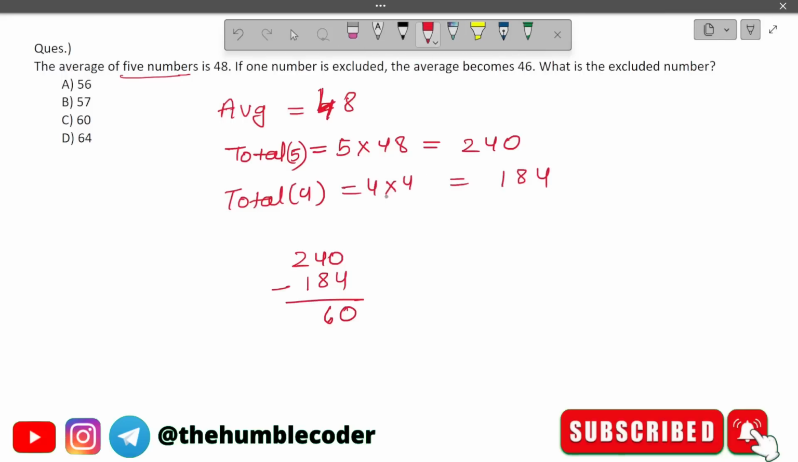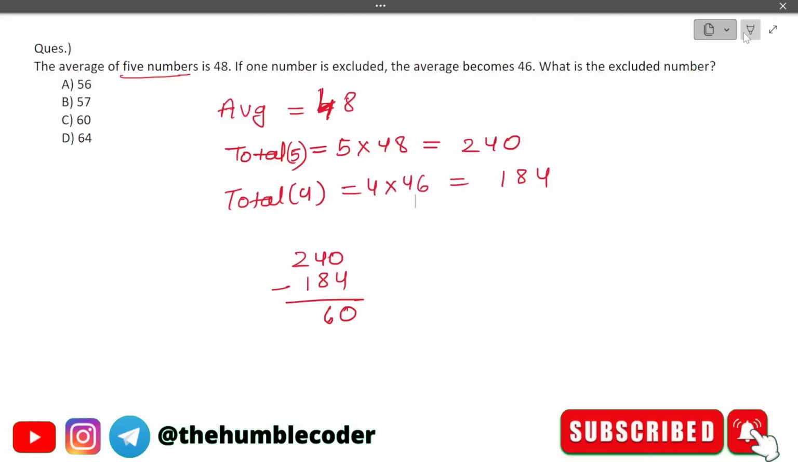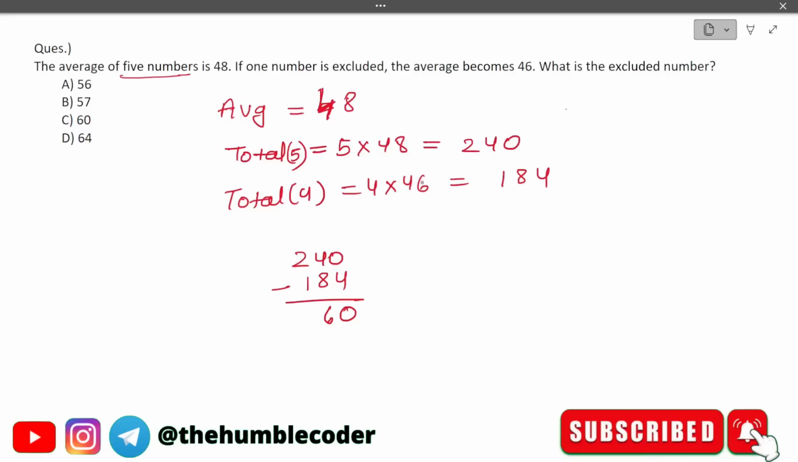The value was 46, because what was told to us is that when one number is excluded, the average becomes 46, right? So while calculating the value, we have to make sure that the average should be 46. So 4 into 46 is going to be 184. Now we have to find 240 minus 184. So it is going to be how much? 56. So that is what our number is. So the excluded number was 56. The answer for this question is option number A.